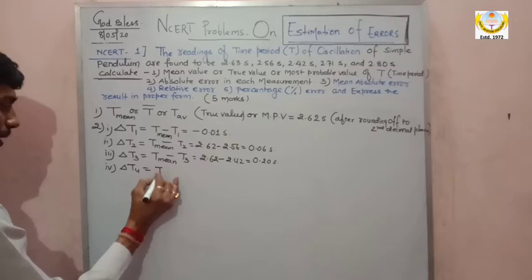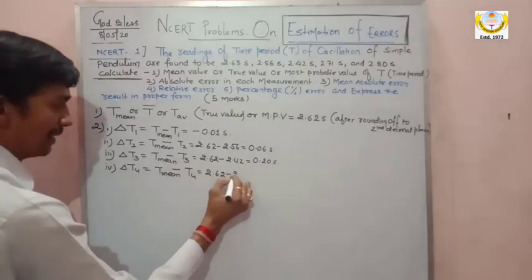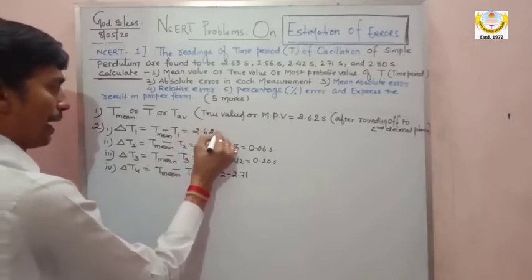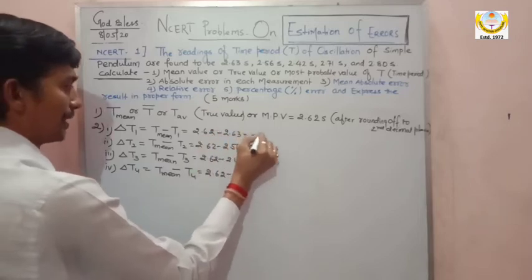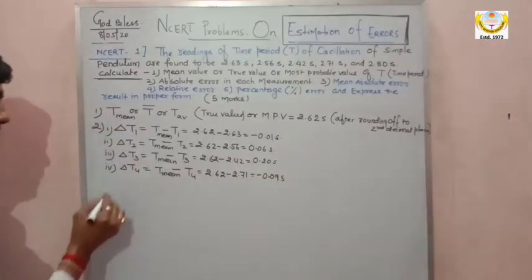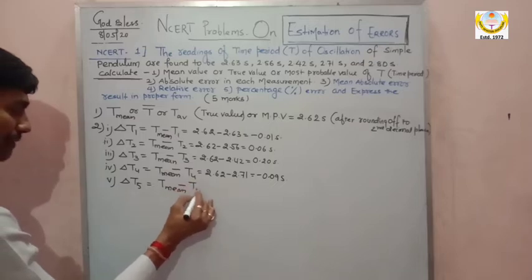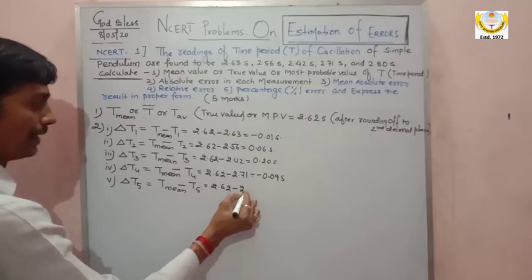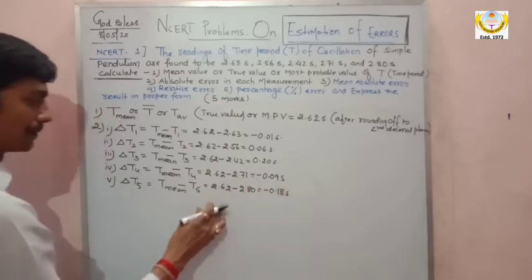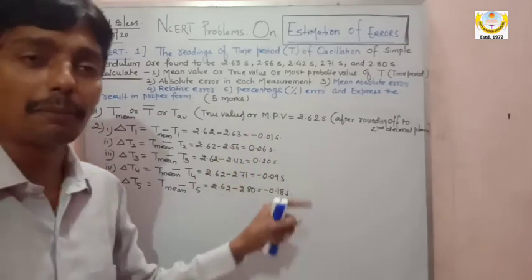Delta T4 is equal to T mean minus T4, that is 2.62 minus 2.71. Oh God, this is bigger and this is smaller, like the first case. Answer is minus 0.09 second. Similarly, fifth one, delta T5 is equal to T mean minus T5, that is 2.62 minus 2.80. The answer of this will be minus 0.18 second. So 3 values I got with minus, and 2 values I got with plus.